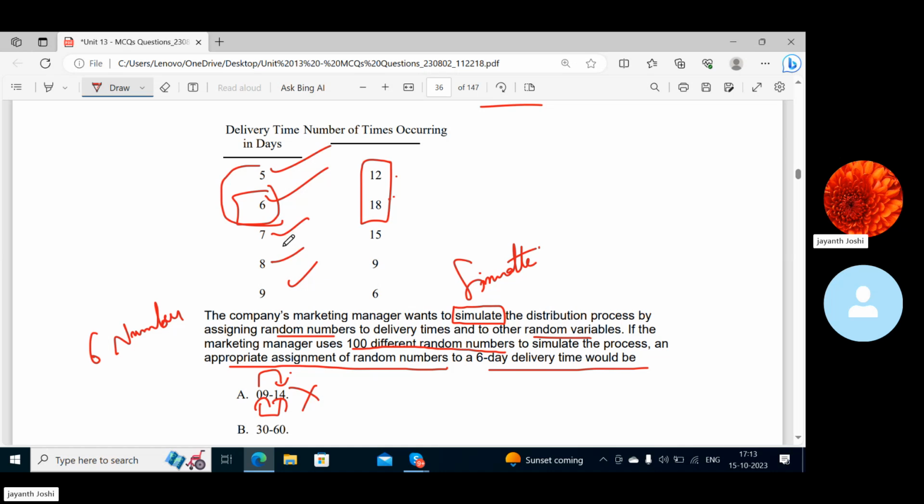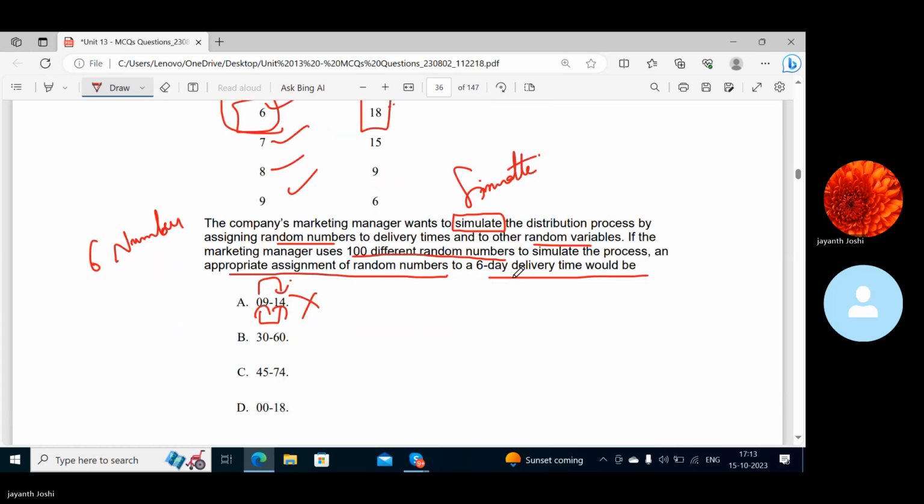The range of 9 to 14 includes only 6 numbers, but we need an interval of 30 numbers for a 6-day delivery. If we take the range of 30 to 60, that is 31 numbers, but we need an interval of 30 numbers, so this also won't do.